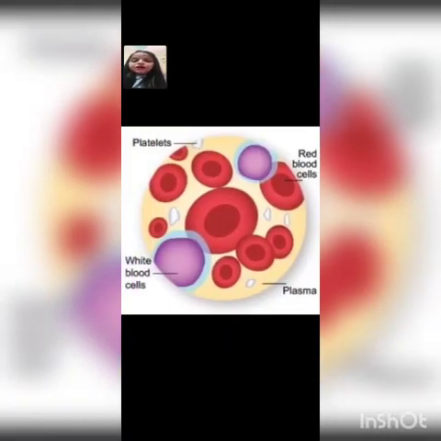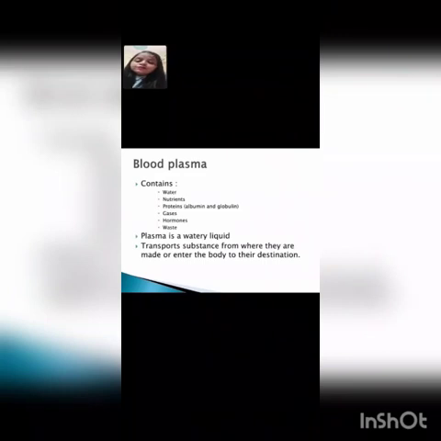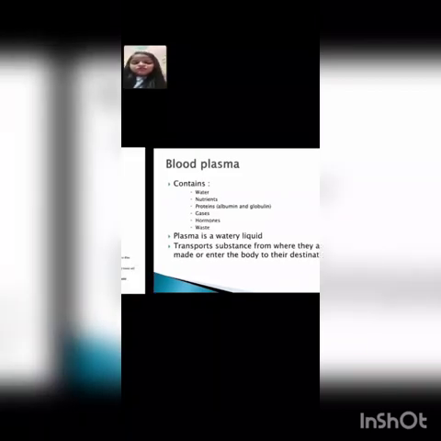Okay. Now you can have a big picture of our blood. So you can see clearly how the particles are suspended. In this we can look at the red blood cells, the white blood cells, the plasma and the platelets. Now the blood plasma. Blood plasma contains water, nutrients, proteins, gases, hormones, waste. It is a watery liquid. It transports substances from where they are made or enter the body to their destination.